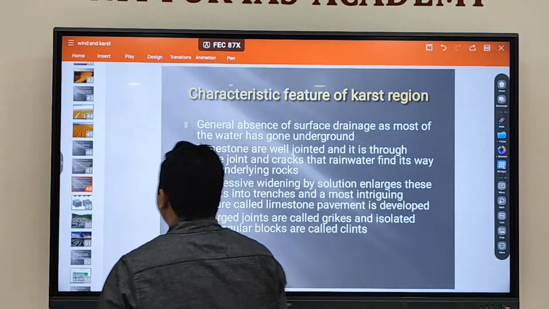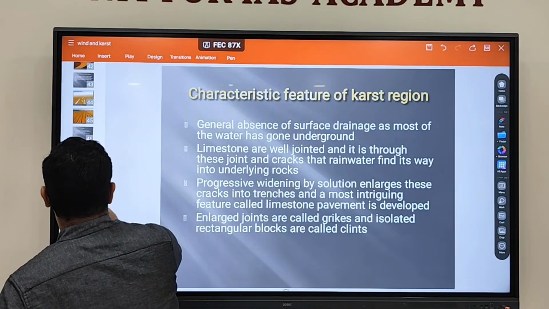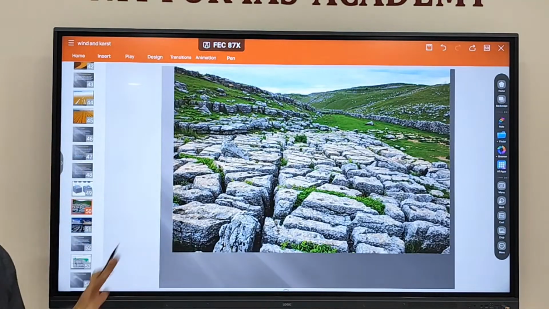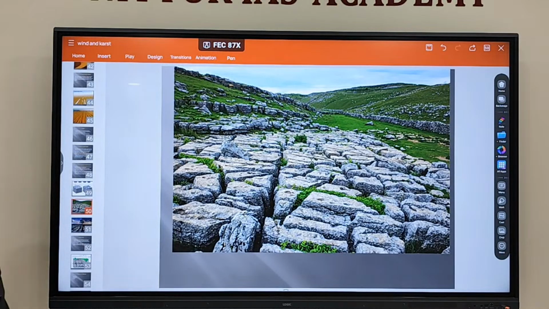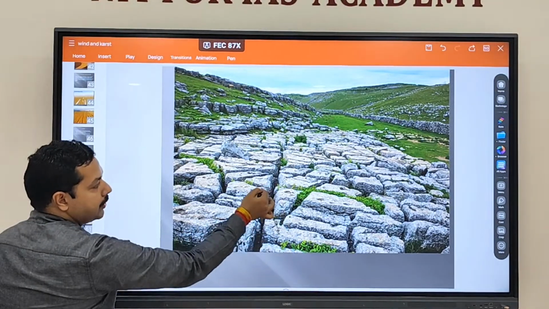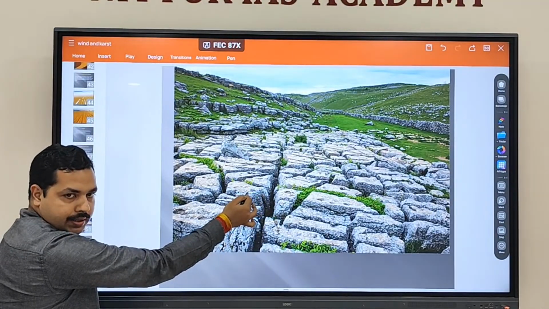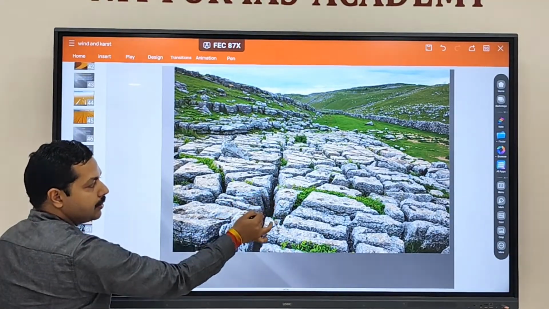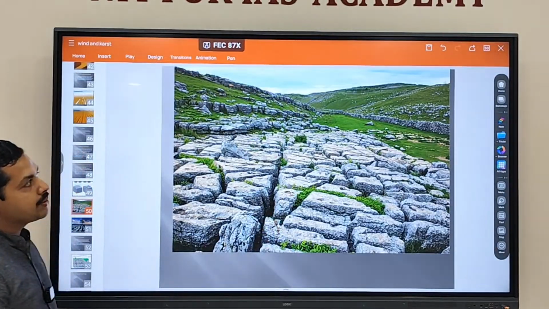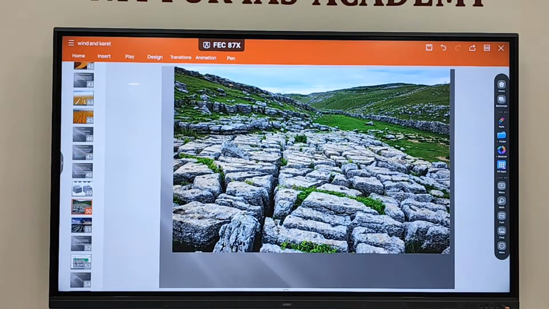Now, next thing that you find, this is how you see the karst region. So you find a rectangular block. This is called what? This is called a clint, and this widened part is called a grike. So this is how you find the karst topography or karst region in reality. Fine.